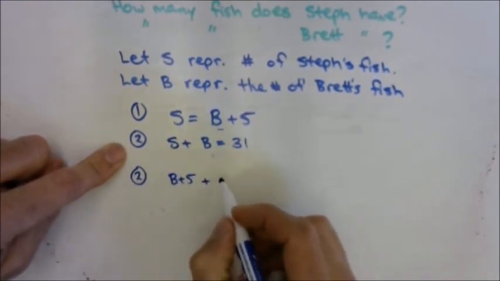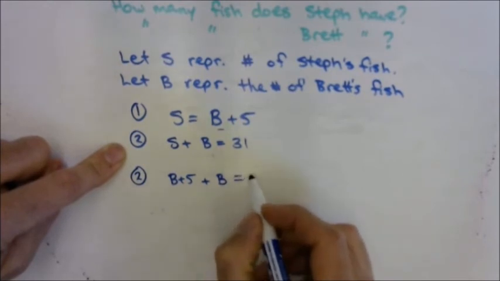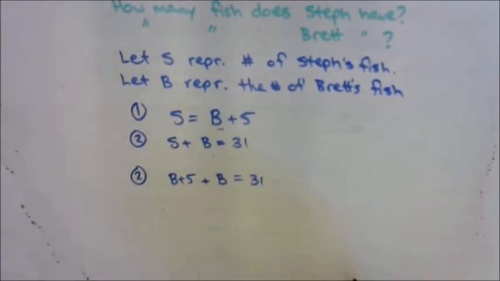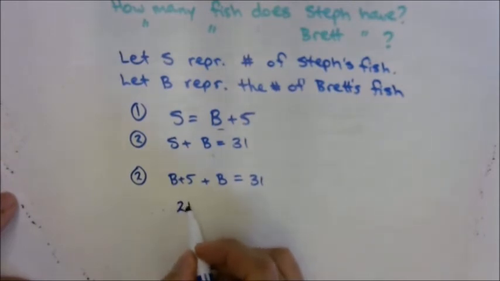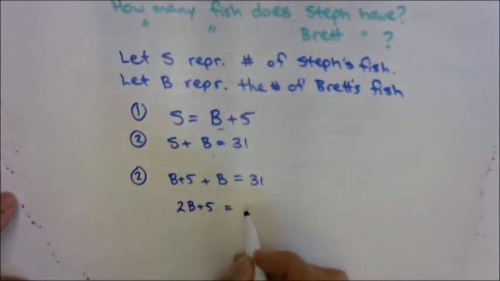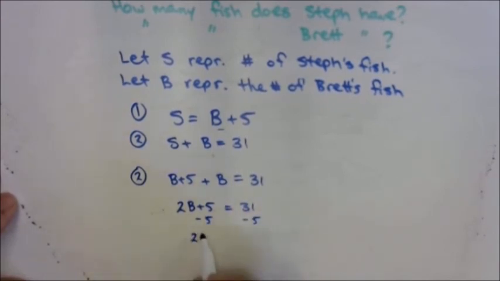Still plus B equals 31. And now we just solve for B. We have 2B plus 5 equals 31. Subtract 5 from both sides. 2B equals 26. B equals 13.